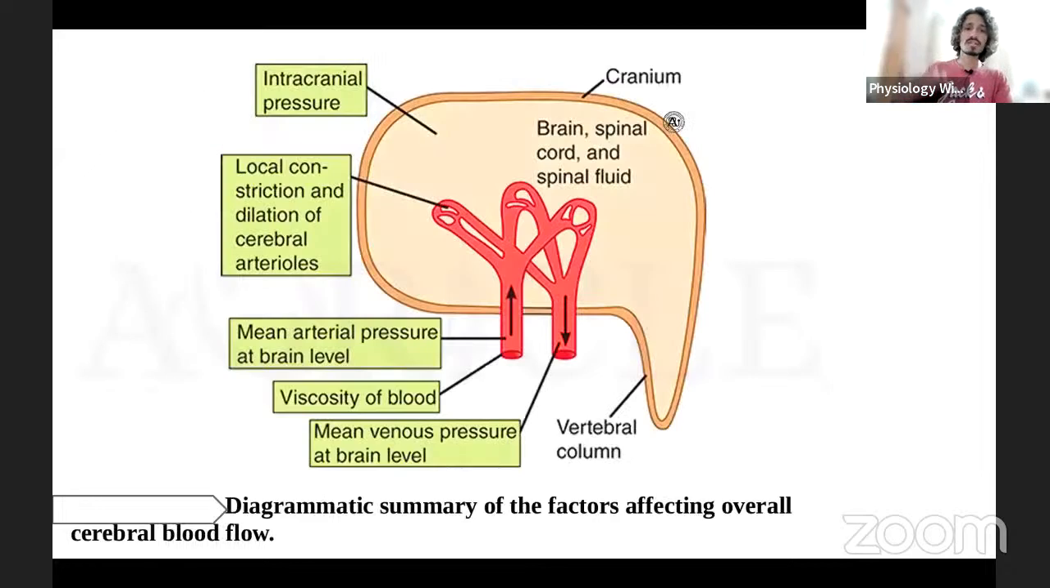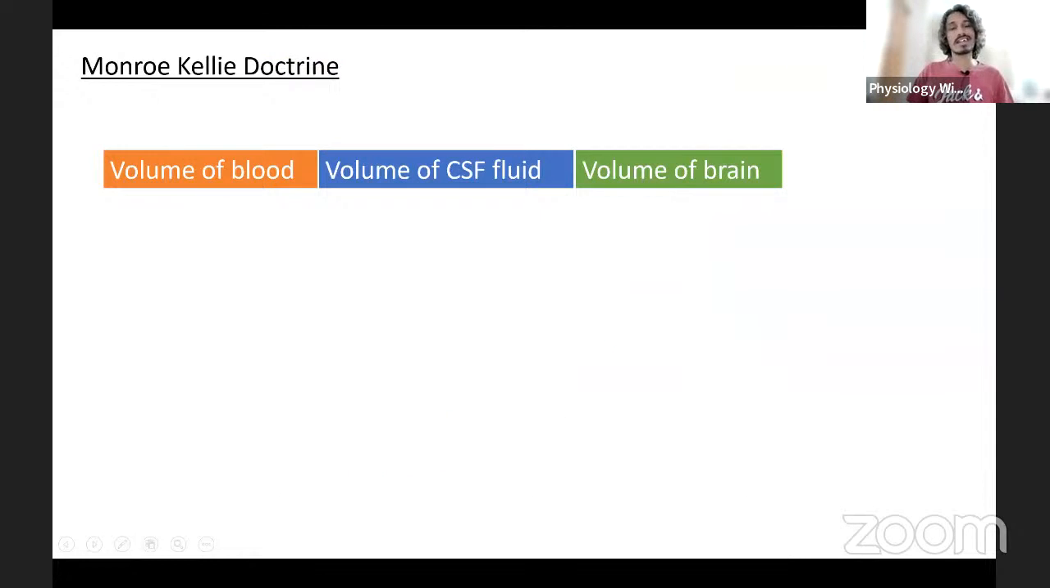Okay. So what are the factors that affect the cerebral blood flow? These are the various factors that affect the cerebral blood flow. So we can talk about the first thing, that is intracranial pressure. You can talk about it with respect to the Monro-Kellie doctrine. What the Monro-Kellie doctrine says is there is a closed space in the head, where we have blood, which is in circulation, a particular amount of CSF, and the volume of the brain.